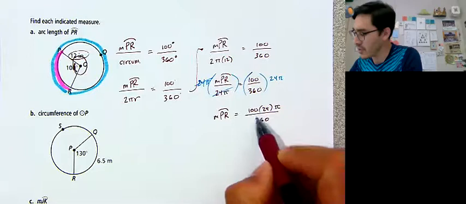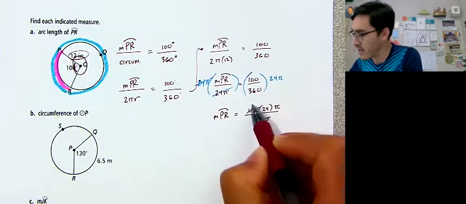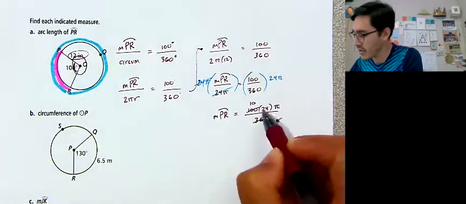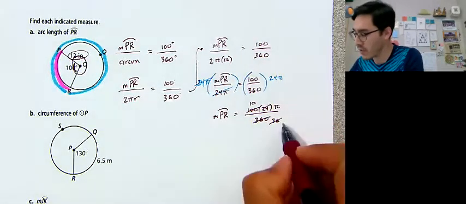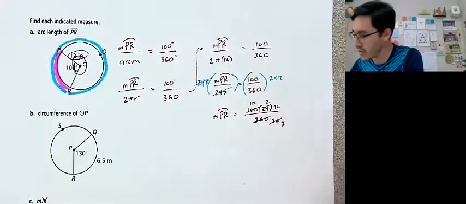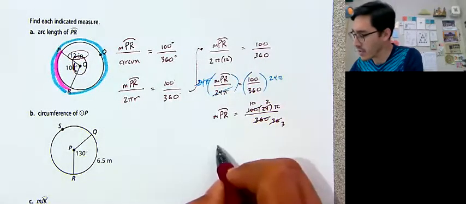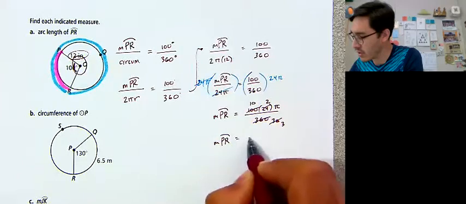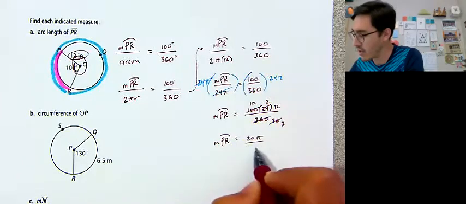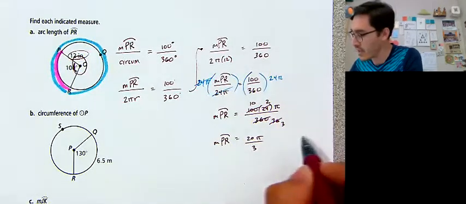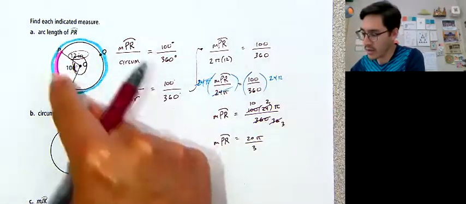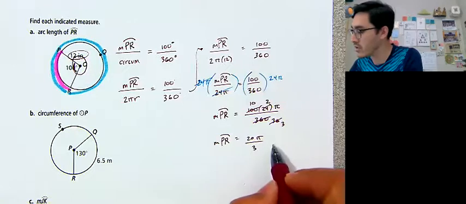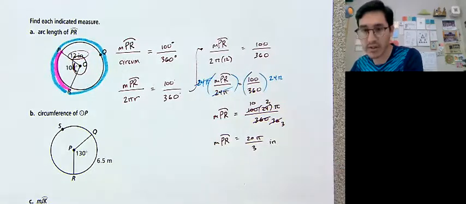Okay. So 360 and 100 are both divisible by 10. So we get 10 and 36. And then 36 and 24 are both divisible by 12. So we would get 3 and 2. And so we get the measure of arc PR is 20 pi, that's the numerator, over 3. And the length is a distance, so its units would be linear units, or inches.